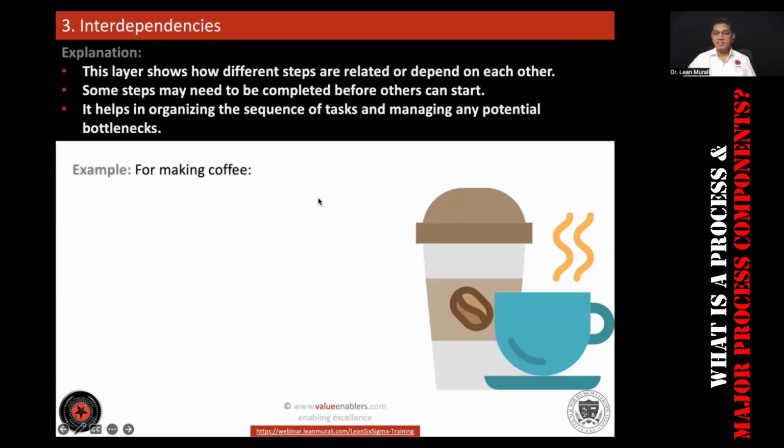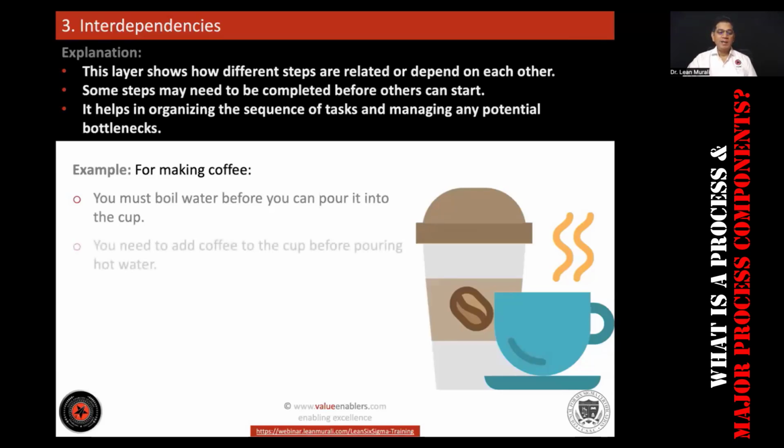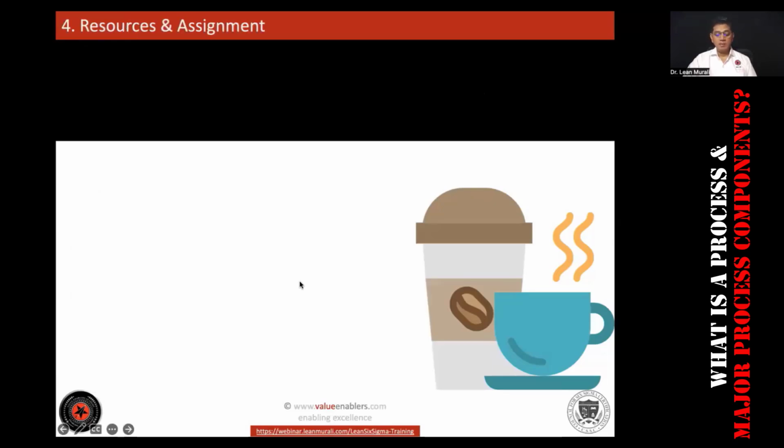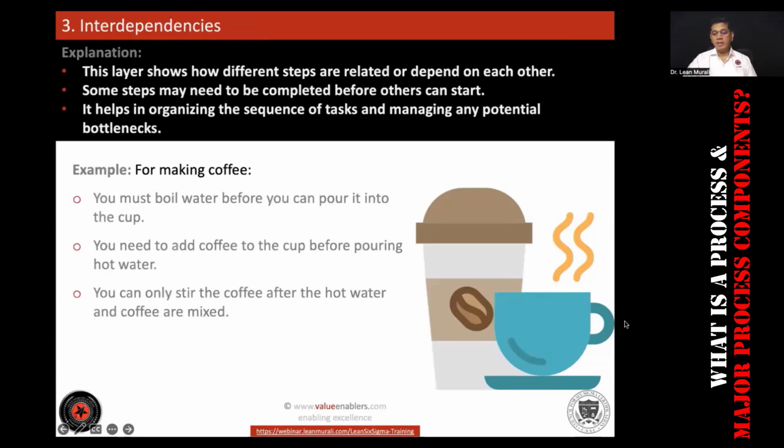For example, let's take making coffee. You must boil water before you can pour it into the cup. You need to add coffee into the cup before pouring hot water. You have to stir the coffee after the hot water and coffee are mixed. So these are all some interdependencies.